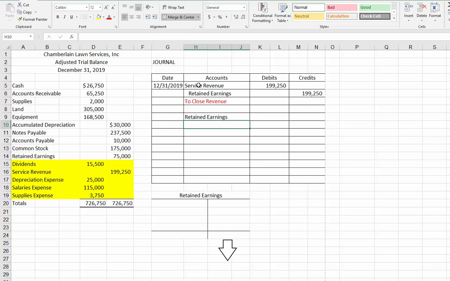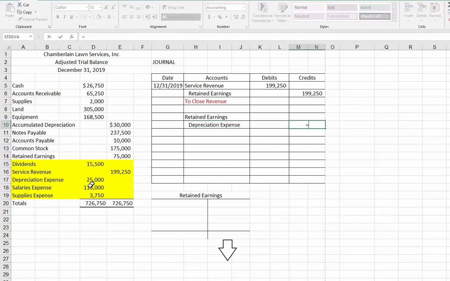Okay, if you had more than one revenue, you would just debit all the revenues and then put the total here. So for retained earnings, we're going to debit it for the total of all of our expenses. So if we had 100 expenses, it's the same thing. We're going to close each of them. Okay, so let's start with depreciation expense.